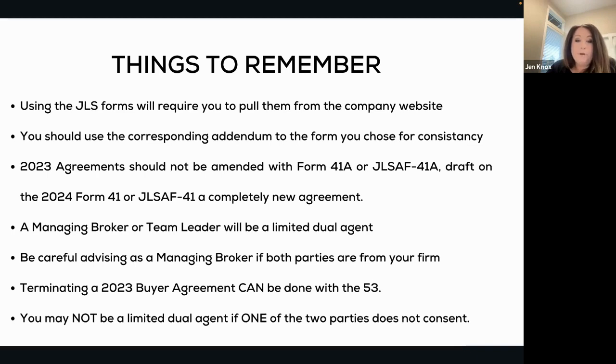As managing brokers or team leaders, we need to be really careful if we are advising people from our firm who are representing the same transaction. So if you're a managing broker and you have an agent who represents a buyer and an agent who represents a seller, we need to be careful advising because we are also in a limited dual agency capacity. We can help our agents work through things, but keep in mind you're technically a dual agent.